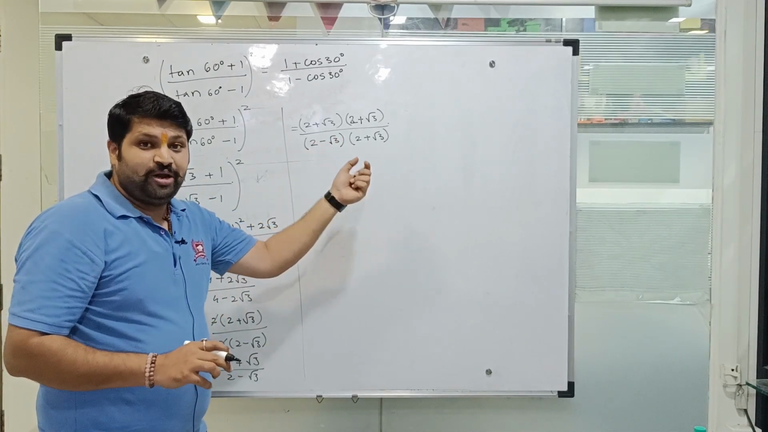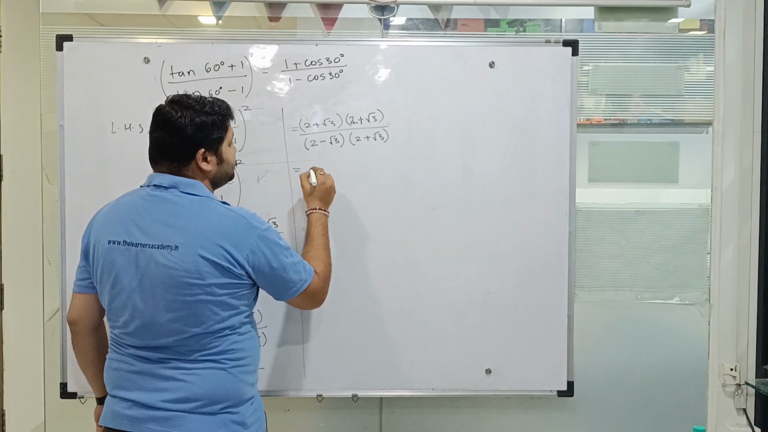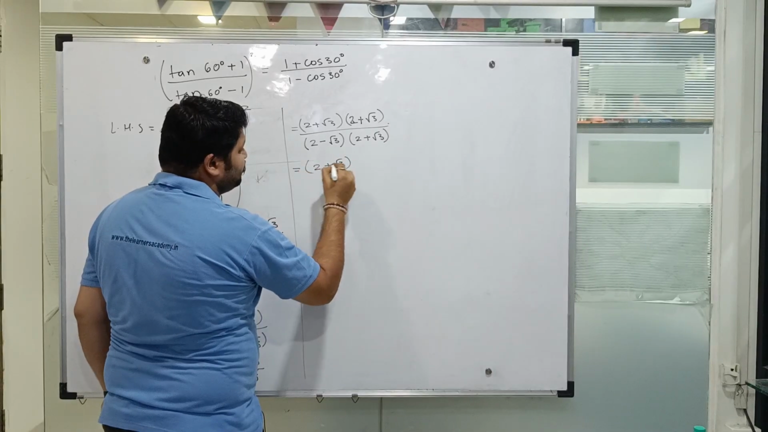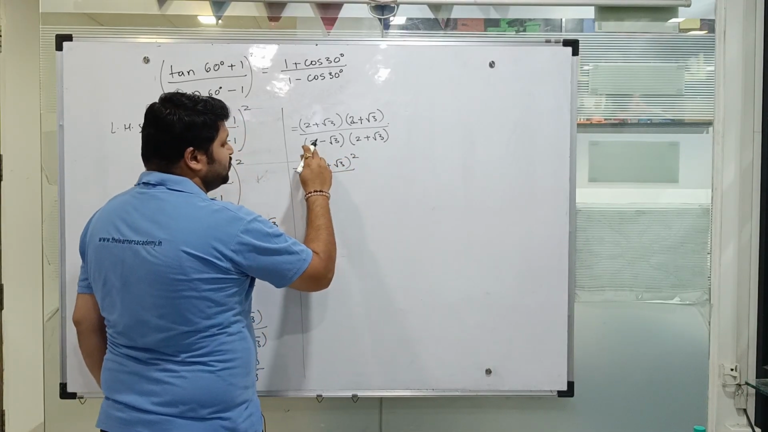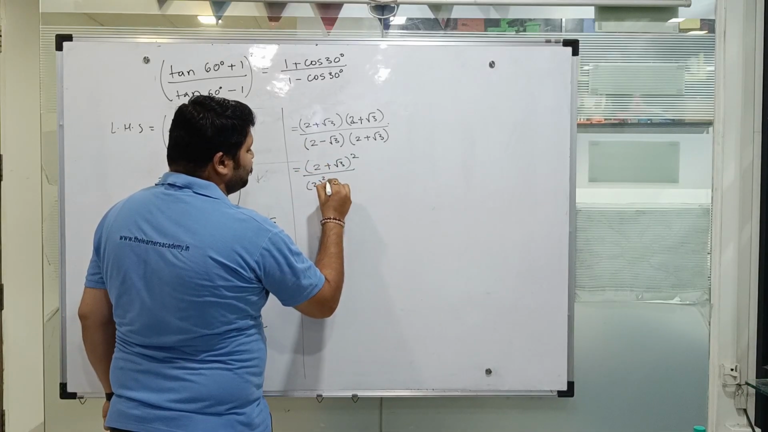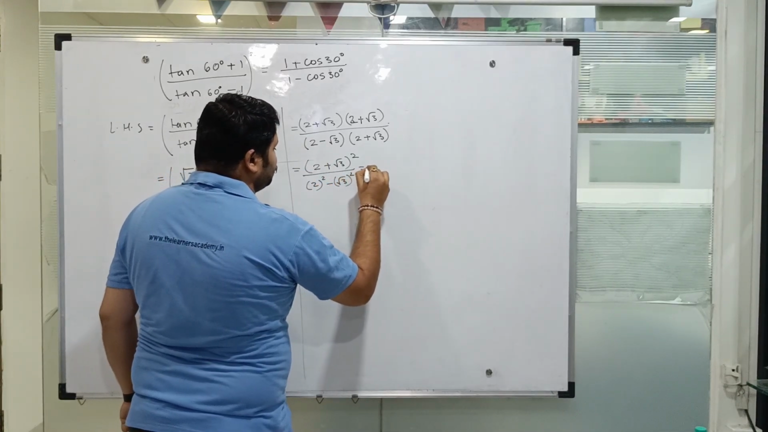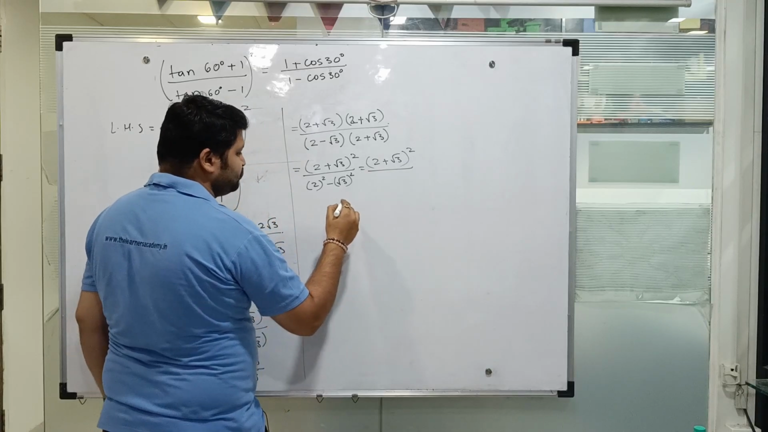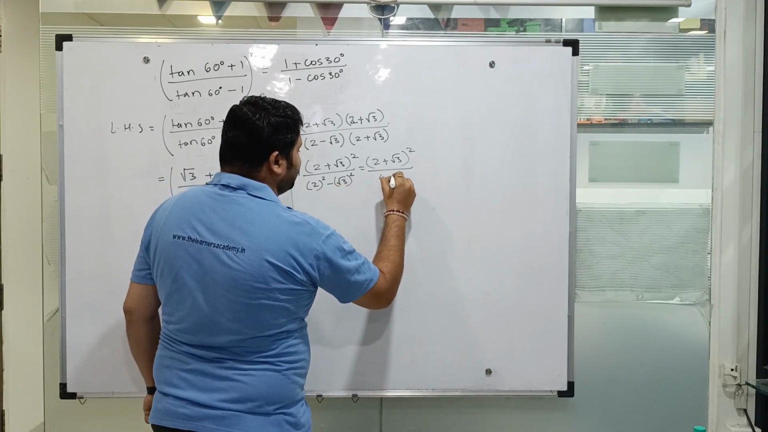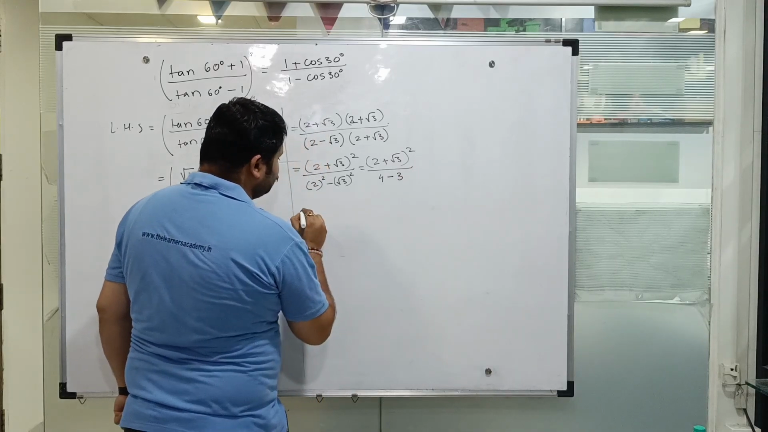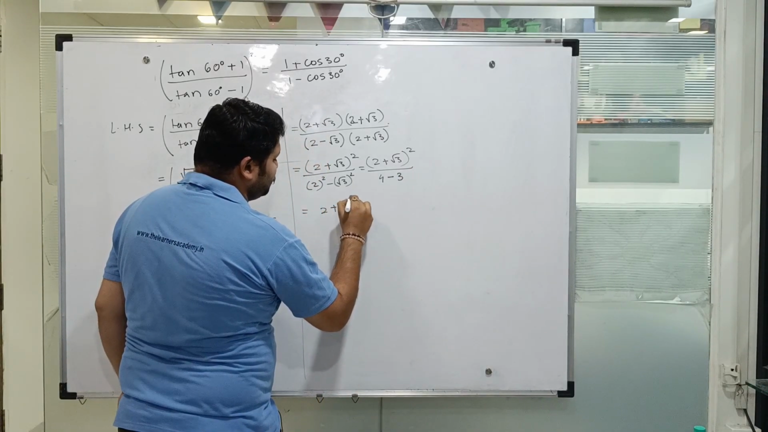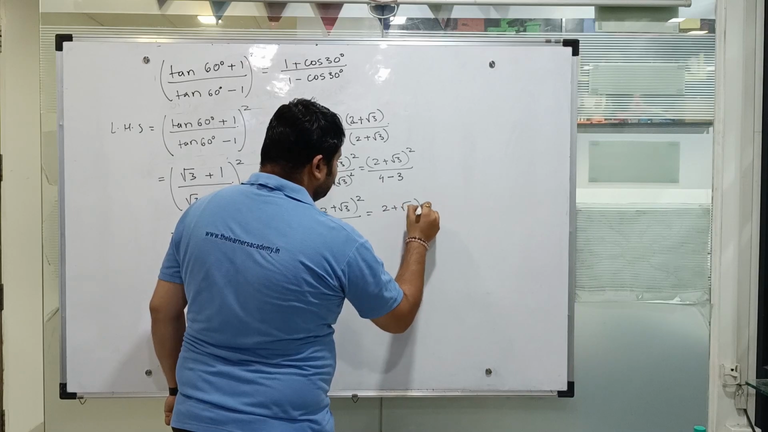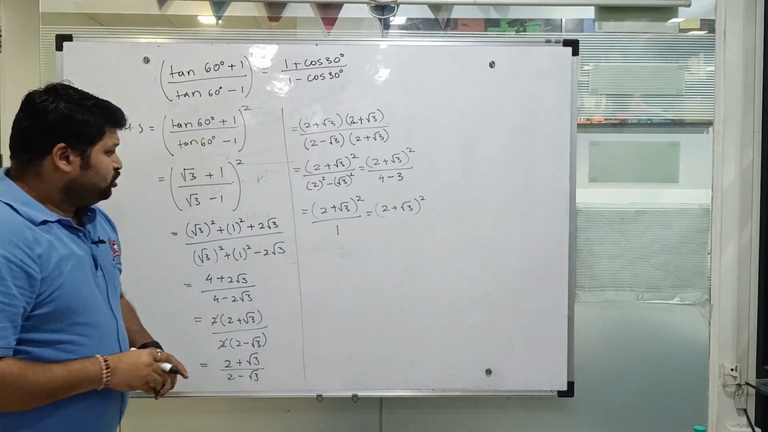Here we get the final answer as, the numerator is the square of the same number, so it is 2 plus root 3 square, upon here we will have 2 square minus root 3 square, so that would be 2 plus root 3 square upon 4 minus 3, so that is equal to 2 plus root 3 square divided by 1, or simply 2 plus root 3 square. So this was our left hand side.